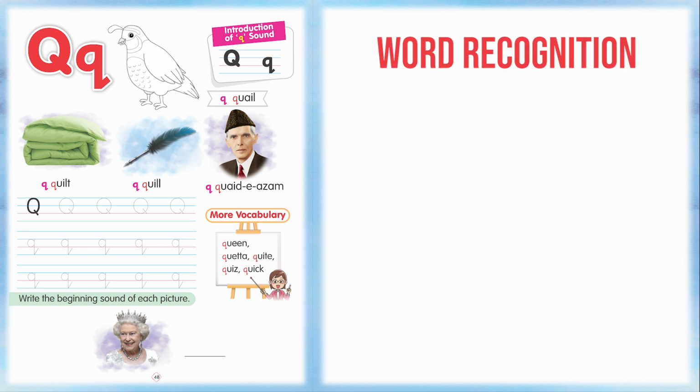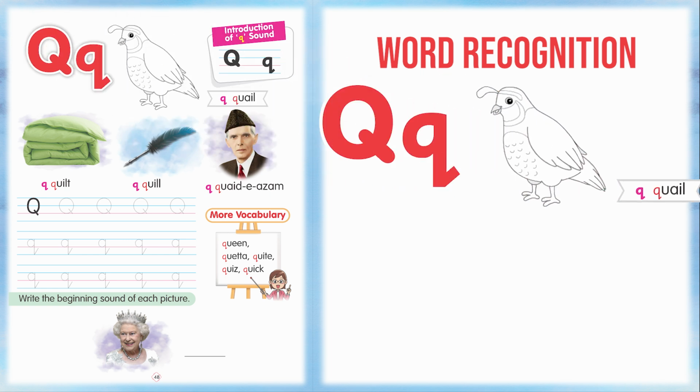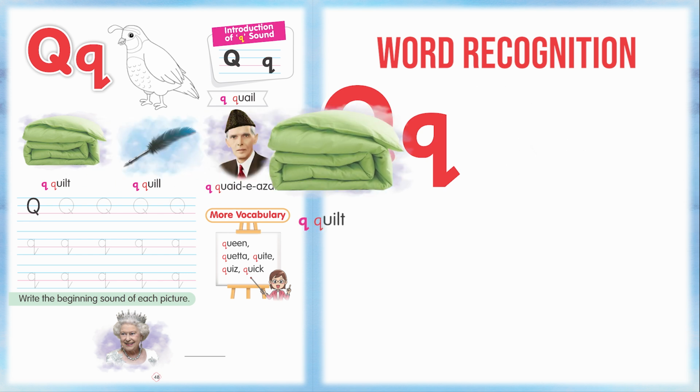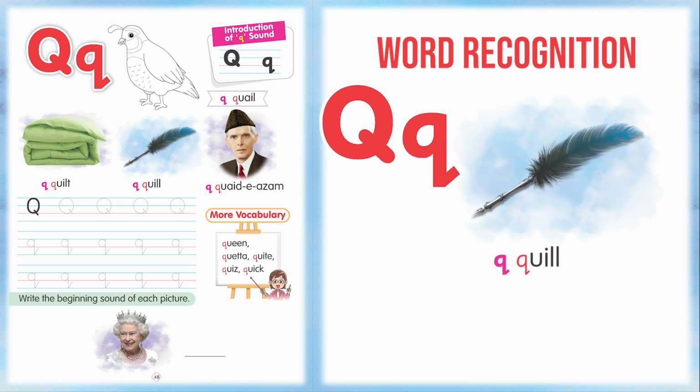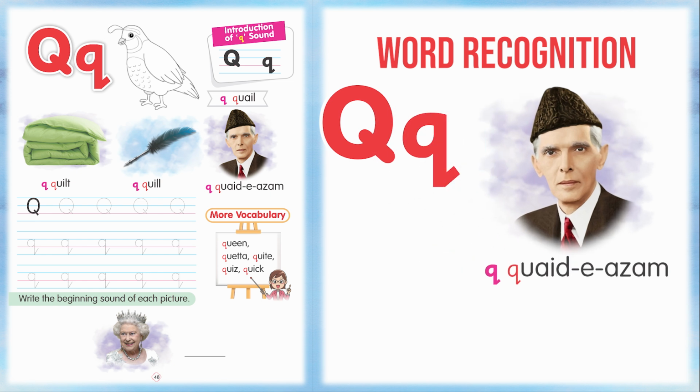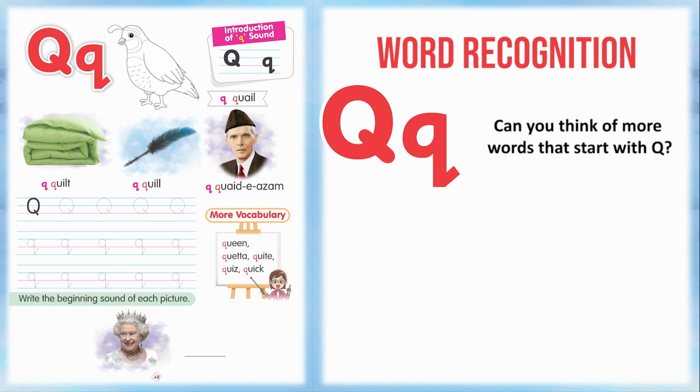Word recognition. Let's learn some words that begin with the letter Q. Q for quail, a small bird that loves to run. Q for quilt, a warm, soft blanket. Q for quill, a special feather used for writing. Q for Quaid-e-Azam, the great leader of Pakistan, Muhammad Ali Jinnah. Can you think of more words that start with Q?